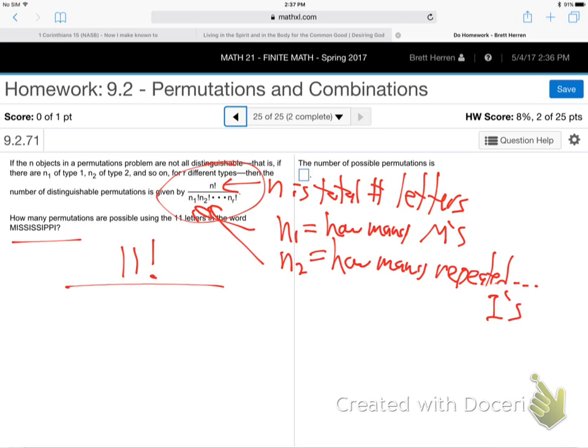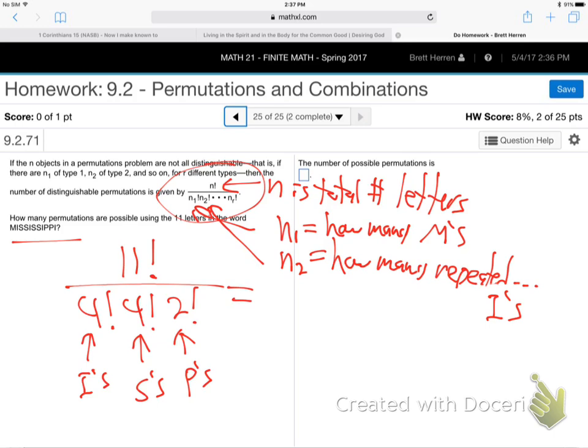How many repeated letters? How many I's are there, for example? 4. Yes, there are 4 I's, so that'd be 4 factorial for the I's. How many S's are there? 4 also, so 4 factorial for the S's. How many P's are there? 2 factorial for the P's. And that's all the repeating letters, right? S, I, and P. Can you just multiply those? Yeah, just multiply those. So just use your calculator. What's the 11 factorial on the top?